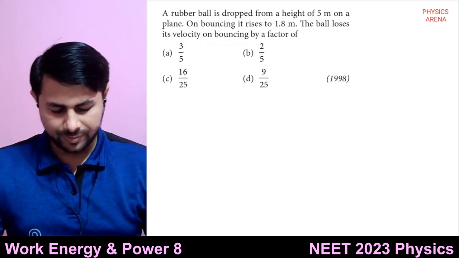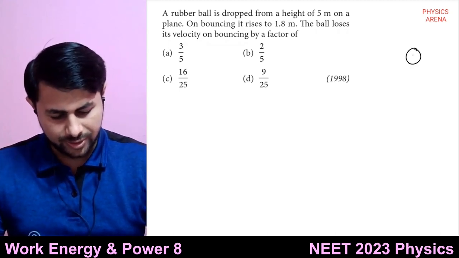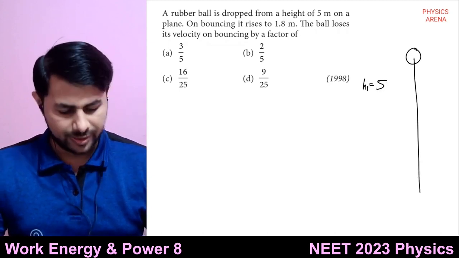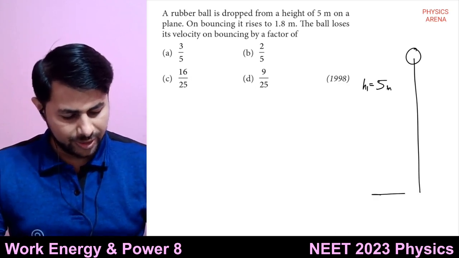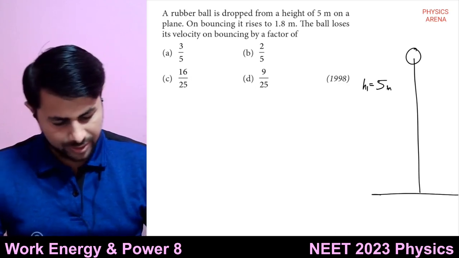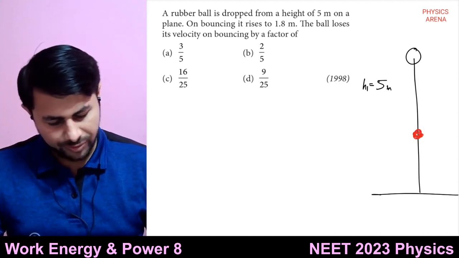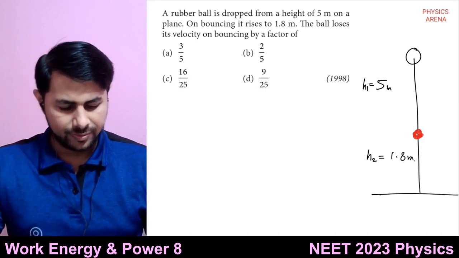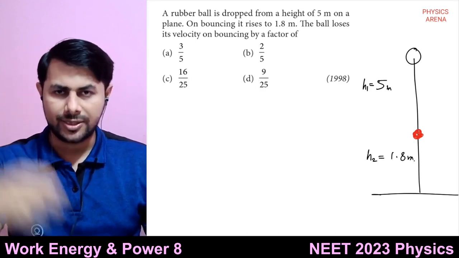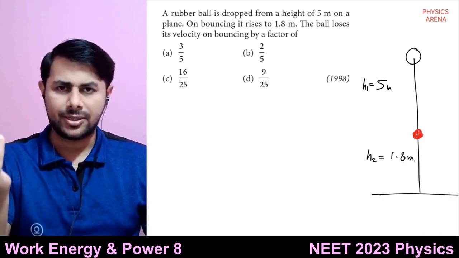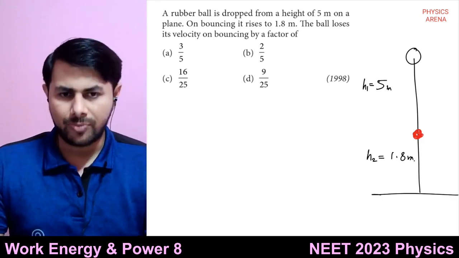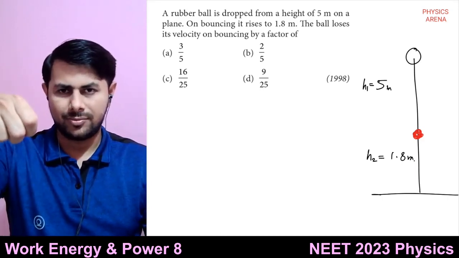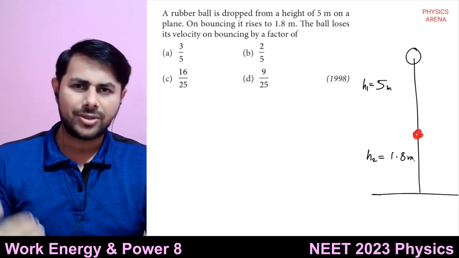This is simple, right? A ball is dropped from this height, which is 5 meters. Let's call it h1. After collision with the plane or ground, it rebounds and goes to this height, which is 1.8 meters. h2 is 1.8 meters. So can you tell me with what velocity it will strike and with what velocity it will rebound? I mean, can you tell me the formula for the velocity? If a ball is released from some height, with what velocity does it fall?